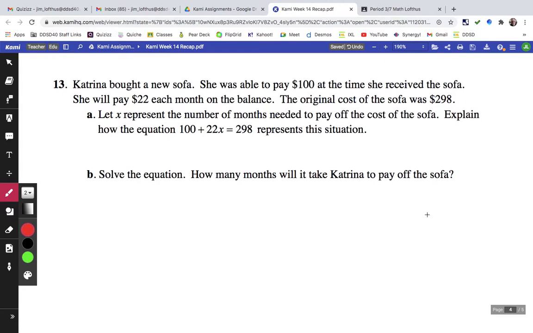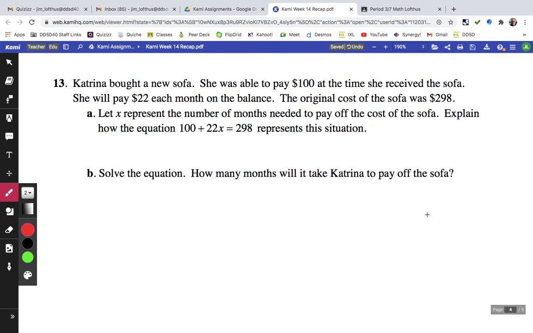Katrina bought a new sofa. She was able to pay $100 at the time she received the sofa. She will pay $22 each month on the balance. The original sofa cost $298. So just like the last one, we're going to let X represent the number of months. So 100 is the amount that she paid right here, plus $22 for every month, and X equals the number of months. And we want to know when that's going to equal 298. So let's write the equation.